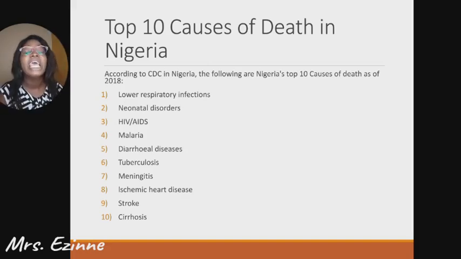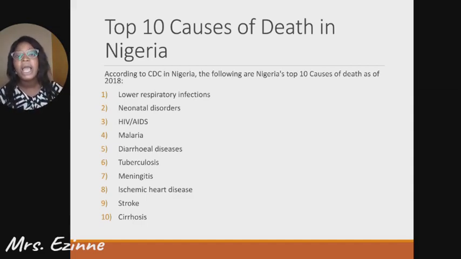So these are the top 10 causes of death in Nigeria, and we are presently attacking them now, and we hopefully will overcome them before the next 10 years. Okay, so it's not really easy for us as health workers, but we know that if we combine our hands together with other sectors, and we are very determined, we will overcome these challenges.